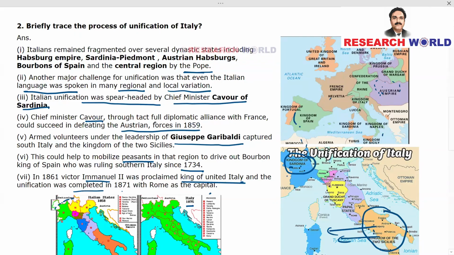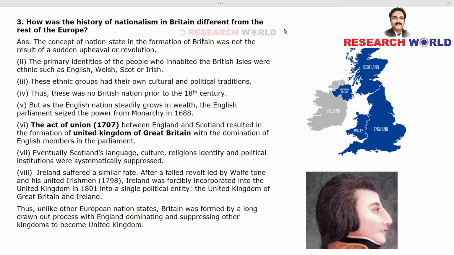Even though it was proclaimed to be under Victor Emmanuel II in 1861, it took another 10 more years to complete the unification, and Rome became the capital of Italy ever since. I hope these points are clear to you. Now it's time for us to move on to the third question, that is the last question of this unit 4.